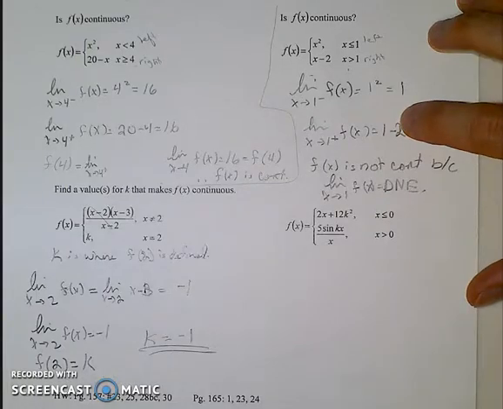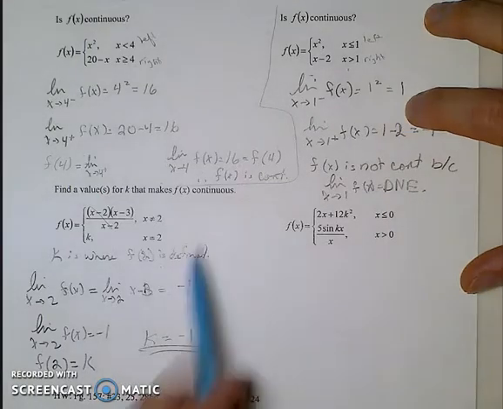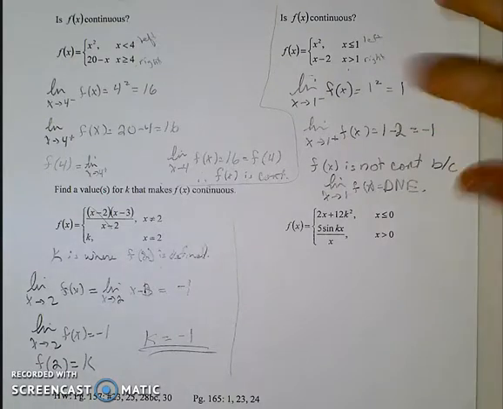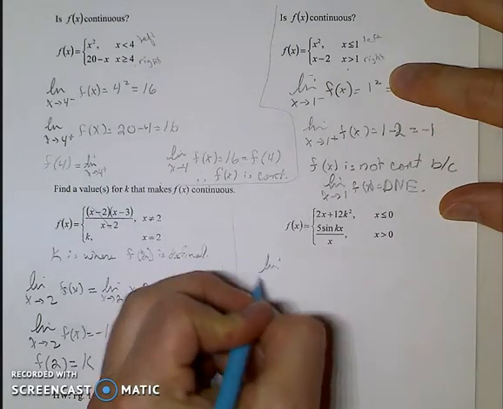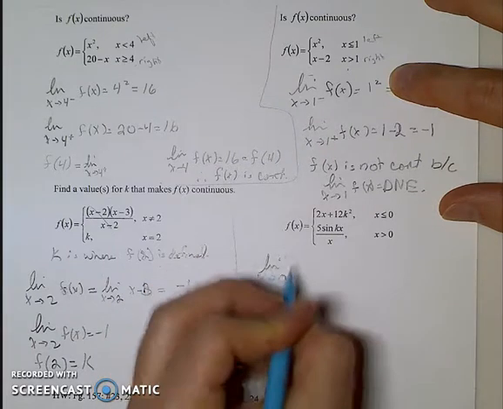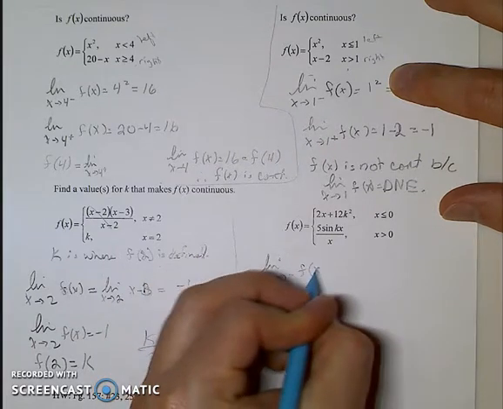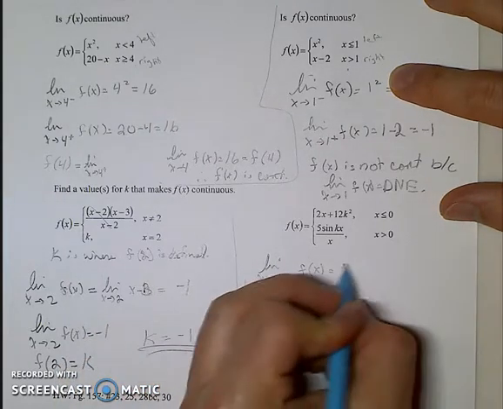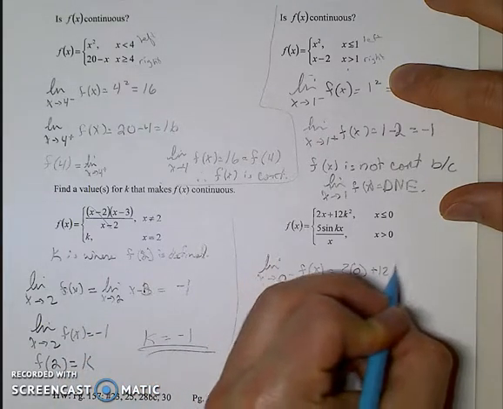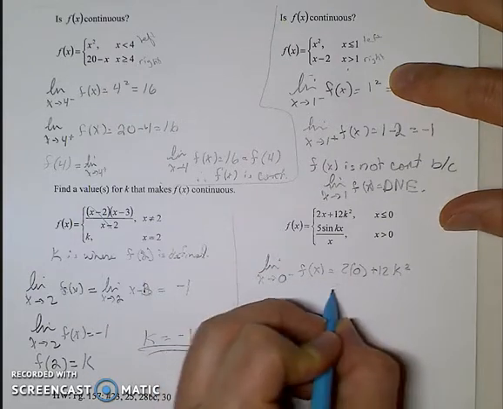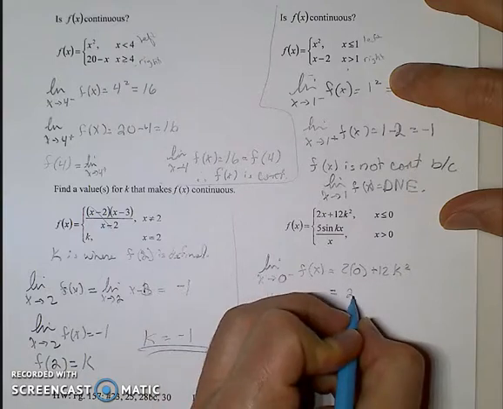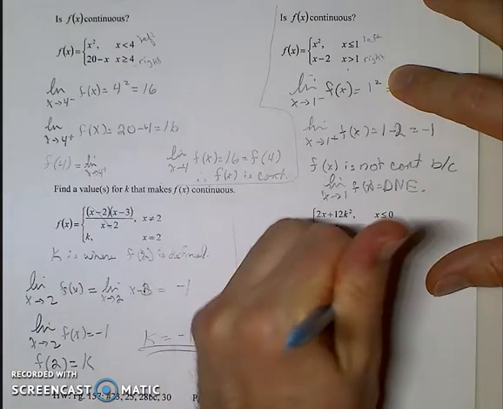The last bit here, same idea. Now this one's a little more in-depth. I'm going to start you off. I want you guys to finish it. We know the limit as x approaches 0 from the left of f of x equals, notice that we're plugging in 0, 2 times 0 plus 12k squared, which implies that the limit as x approaches 0 from the left is 12k squared.